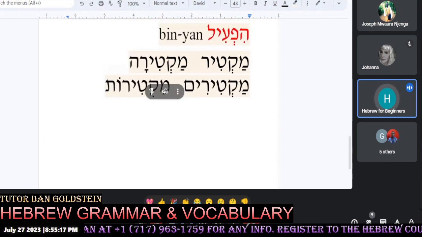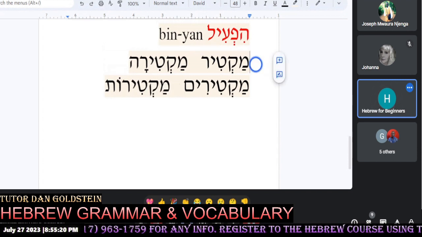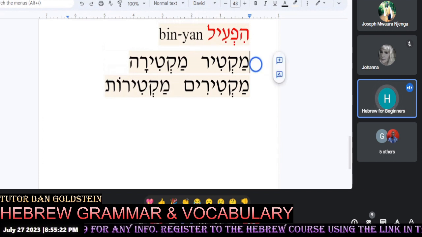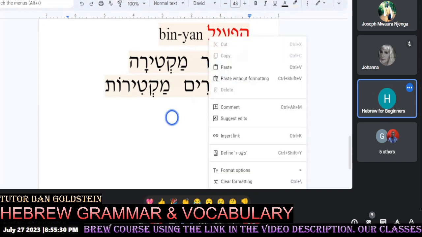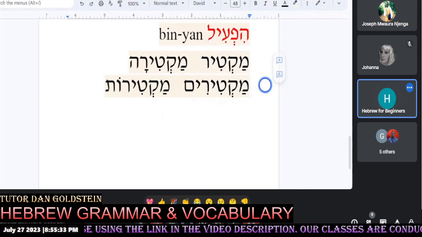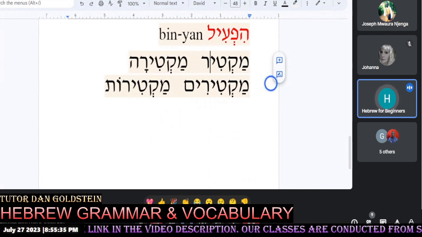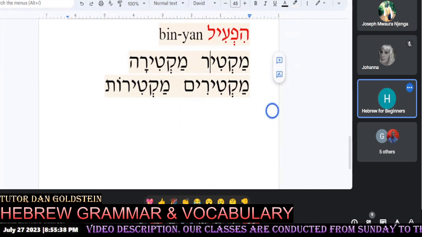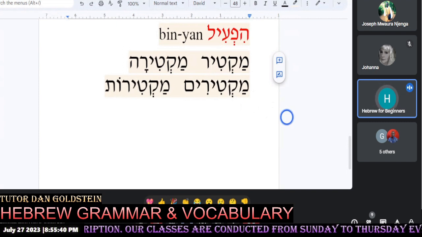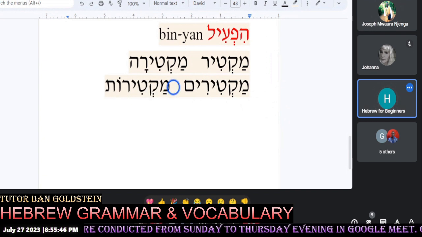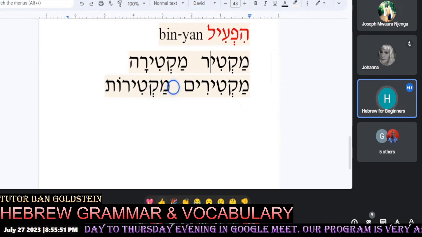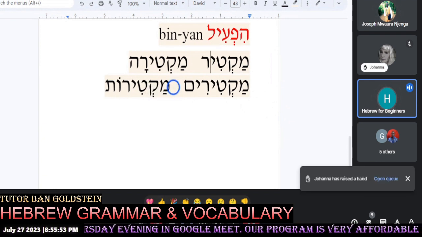So the translations would be, he caused the smoke to go up. Maktir. Maktira, she caused the smoke to go up. Maktirim, they caused, masculine, the men caused the smoke to go up. Or we caused, as a group of men, the smoke to go up, maktirim, and maktirot, the women caused the smoke to go up, or we, a group of women, caused the smoke to go up.